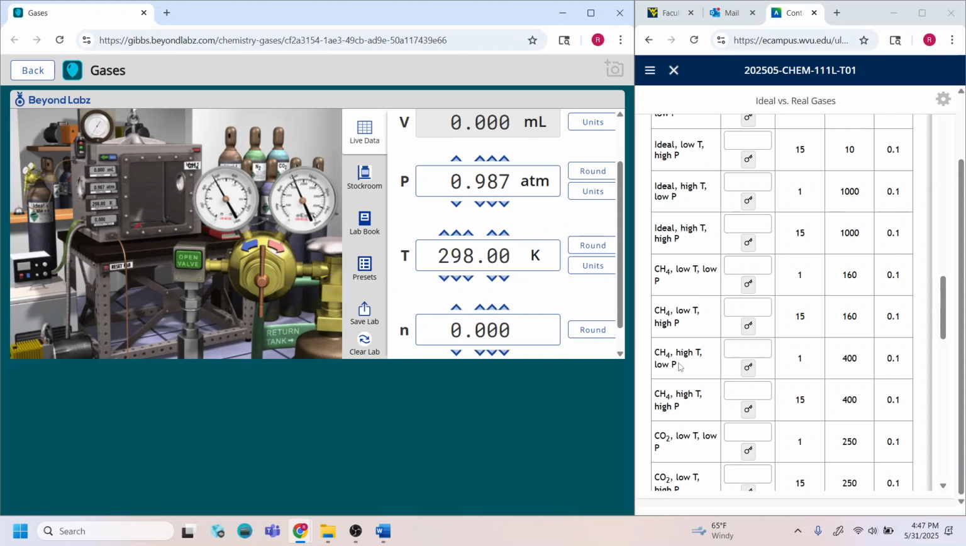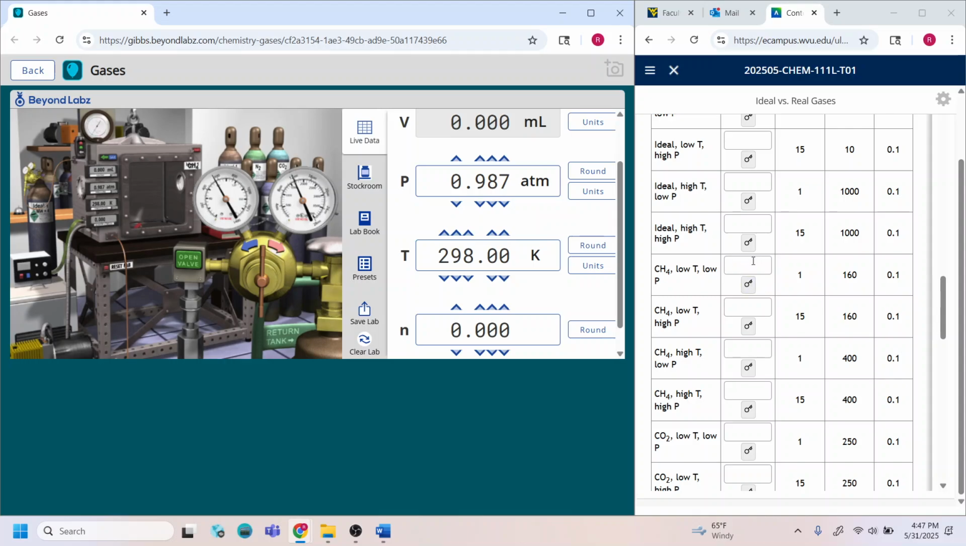And then after you pull out the methane cylinder, whatever you see in here, the first one is going to be the pressure 1 atmosphere and the temperature to be 160. So you change the temperature to 160 and pressure to 1 atmosphere, and then you're going to record the volume and put it over here.